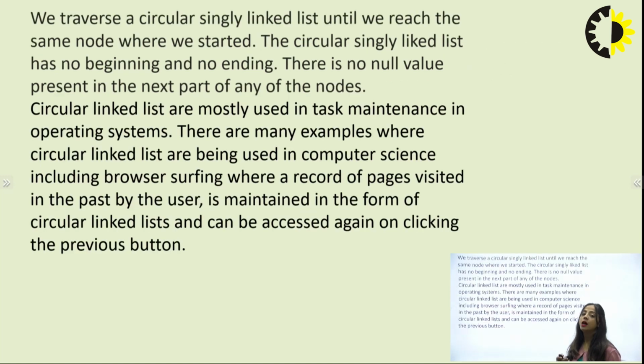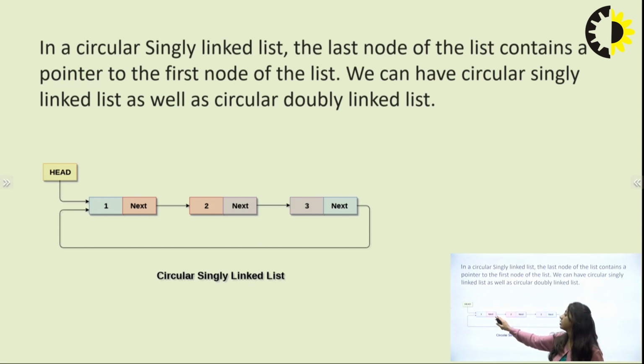How does traversal happen in a circular linked list? We will traverse a circular linked list until we reach the same node as we started. See how long the traversal operation is going to go. We will start from here, we will go to the first node and then we will traverse to the second node. Through the second node we will traverse to the third node, and when are we going to stop? We will stop when the third node starts pointing to the first node.